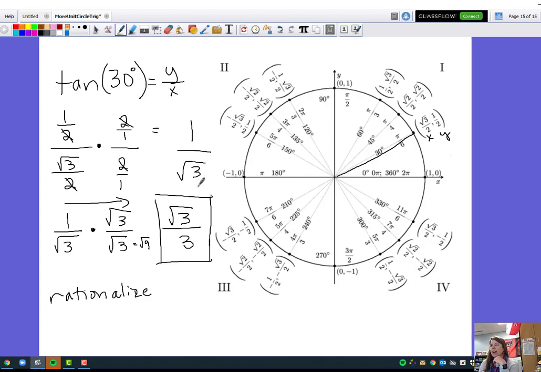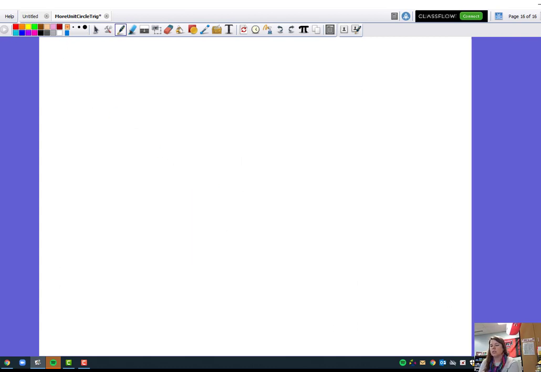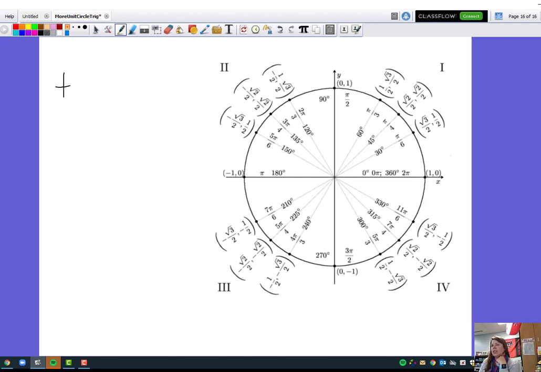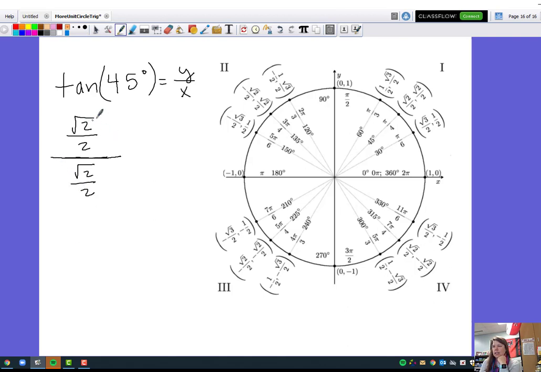Let's look at 45 degrees next. So then tangent of 45 degrees is equal to y over x. And so I have the square root of 2 over 2, divided by the square root of 2 over 2. And so hopefully what you notice here is this number is the same as this number. And so anytime I have the same number divided by the same number, it equals 1. And so that one's nice and happy and easy.